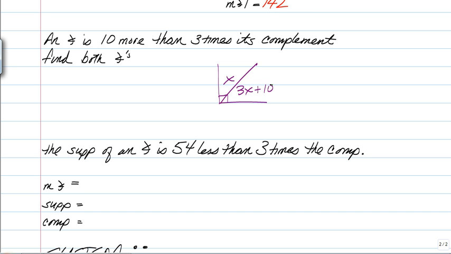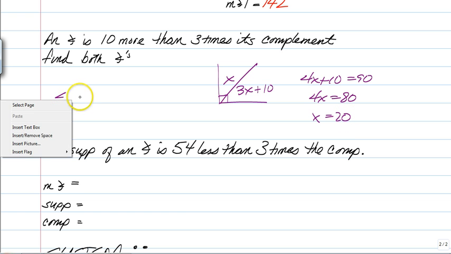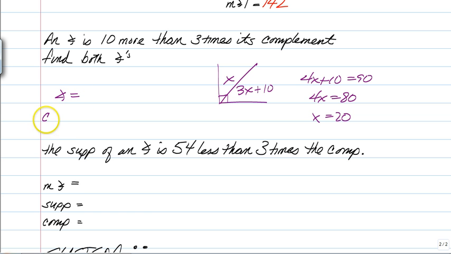And now you just set it up. 4x plus 10 is equal to 90. 4x is equal to 80. So x is equal to 20. And now we have to find both angles. So we need the angle and we need the complement.